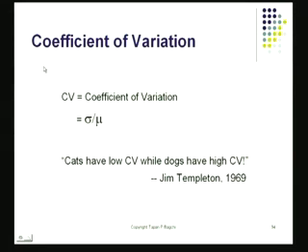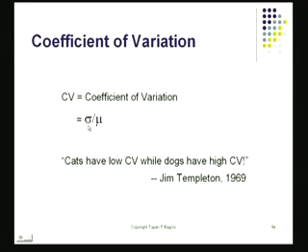The reason is this: when you work out this ratio for dogs, dogs actually come in widely varying sizes, from little teeny weeny ones that you can carry in your pocket to the big guys. Dogs come in all sizes, and therefore dogs' sigma is quite high. When you divide that by mu, the coefficient of variation for dogs turns out to be high. Cats, on the other hand, all come more or less in the same size. All cats are about this size. So their standard deviation is also quite small, and their CV turns out to be low. So cats have low CV and dogs have large CV, coefficient of variation.